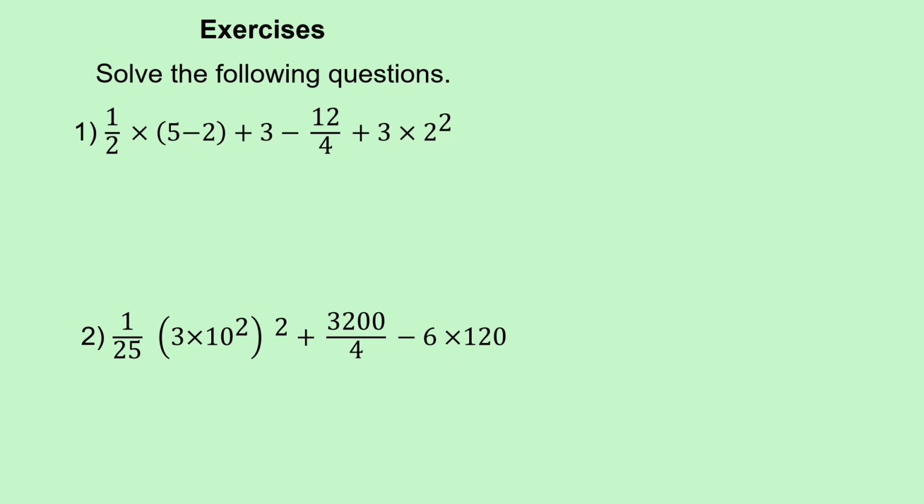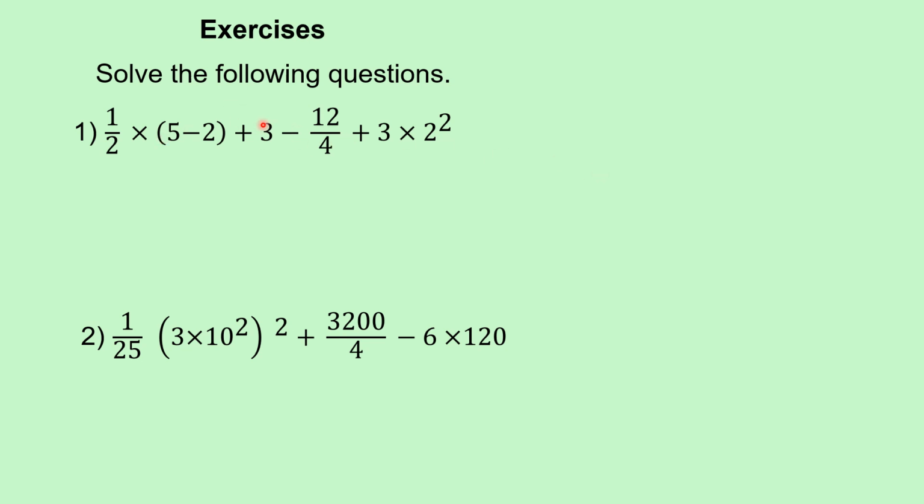Okay, let's start with these two examples. I give you 1 minute to solve the problem. Okay, if you look at the first part here, you can see half times bracket 5 minus 2 plus 3 minus 12 divided by 4 plus 3 times 2 to the power of 2. So how can we solve this problem? To get a correct answer, you have to follow the BODMAS rule.